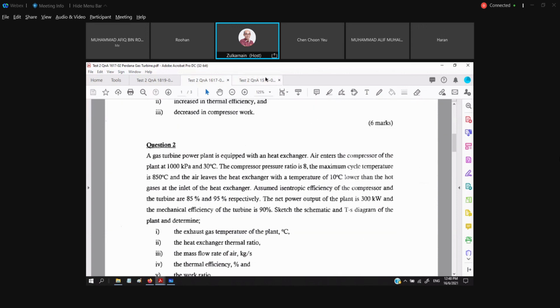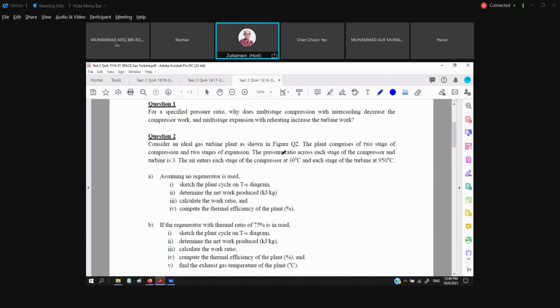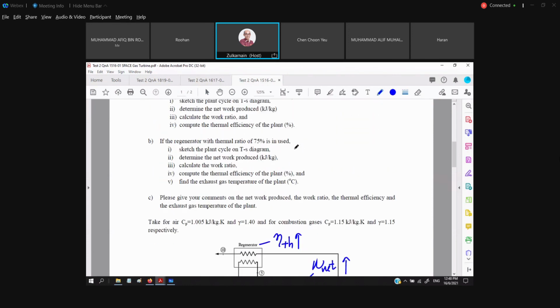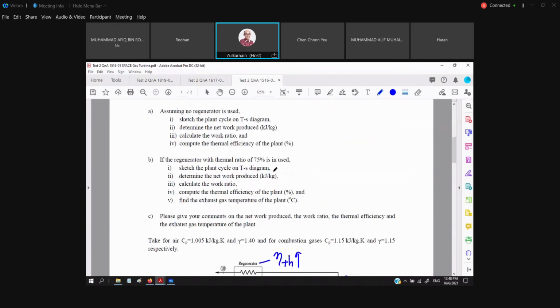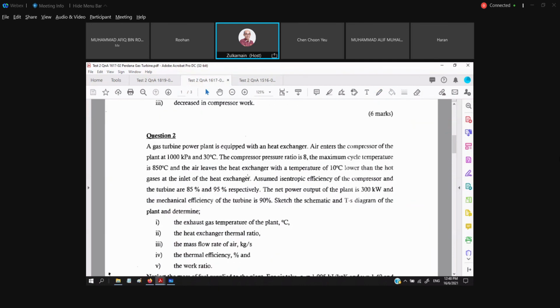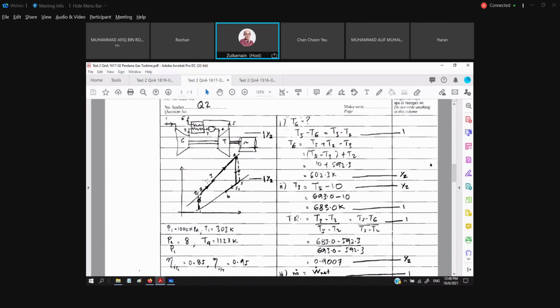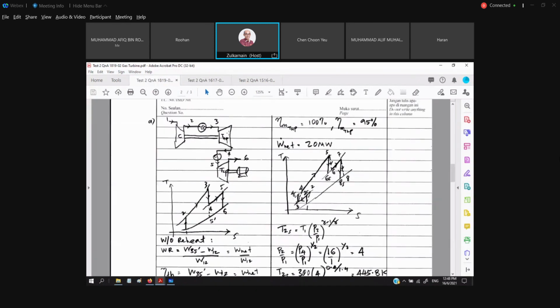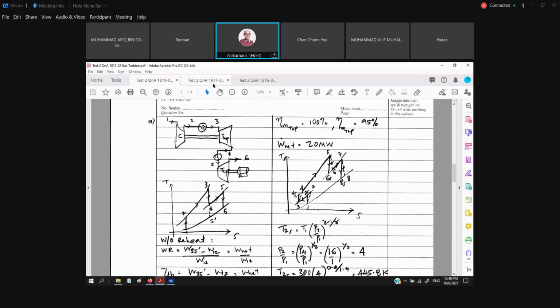And the last one is this. We have all the features, and then this one is basically looking at the usage of the heat exchanger, and this one is to look at the reheat cycle. Okay. For 161702 and 151602, the solutions are already uploaded in my web page. You can have the solution in my web page.